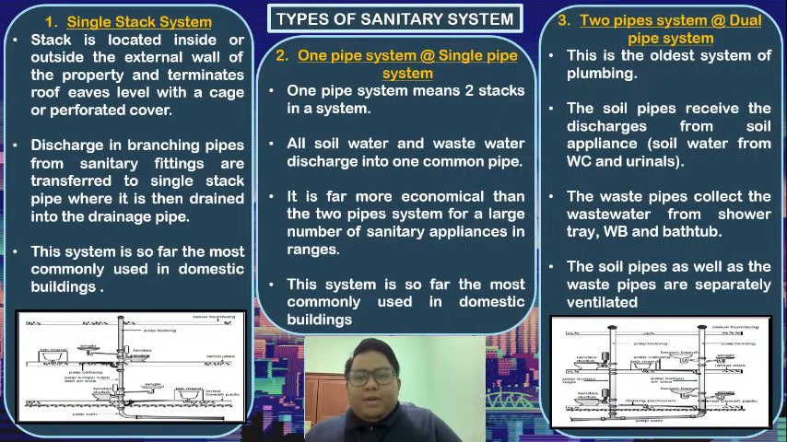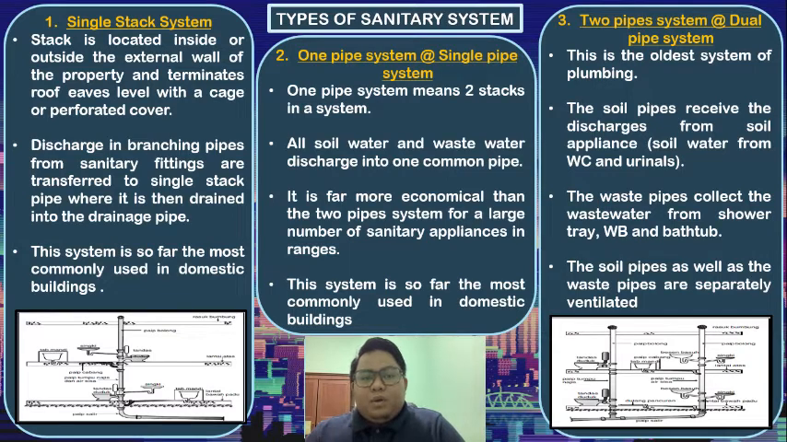Okay, I will explain about the types of sanitary system. We have three types of sanitary system. First, single stack system. Second, one pipe system or single pipe system. And the third is two pipe system or dual pipe system. Okay, we go through the first, the single stack system. The stack is located inside or outside the external wall. This system is so far the most commonly used in domestic buildings.